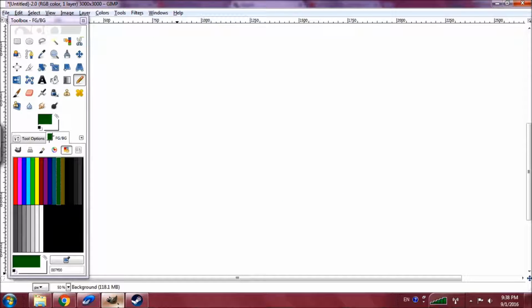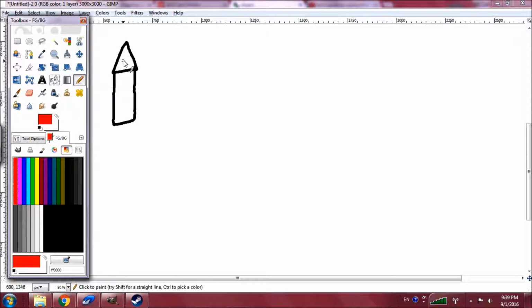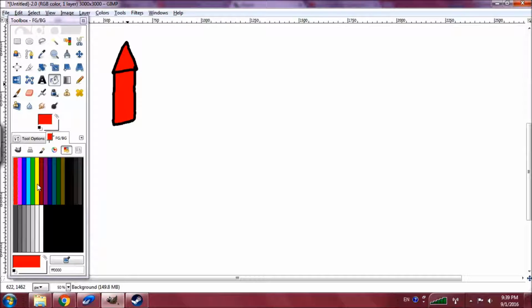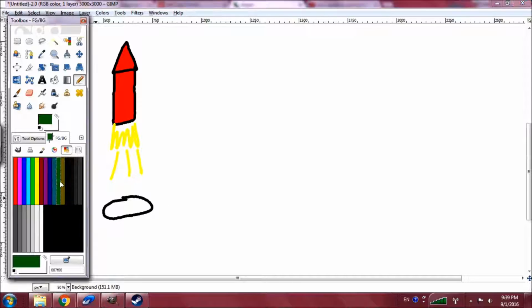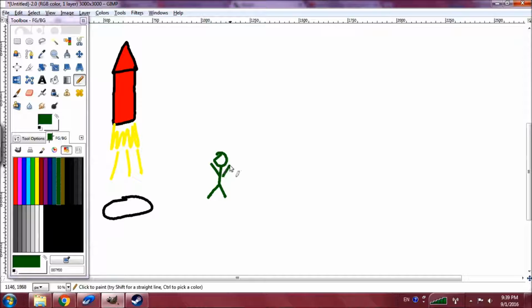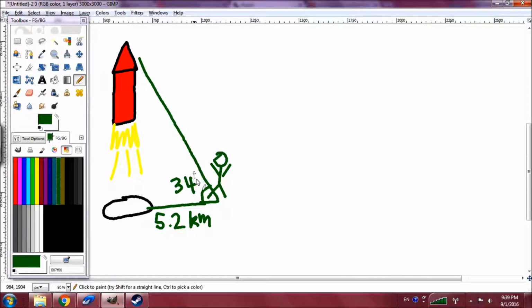For question 4, an observer is 5.2 kilometers away from a launch pad and observes a missile ascending. So we're going to make our missile red with yellow flames. And here was our launch pad. And our observer is 5.2 kilometers away. At a particular time, the angle of elevation is 34 degrees.